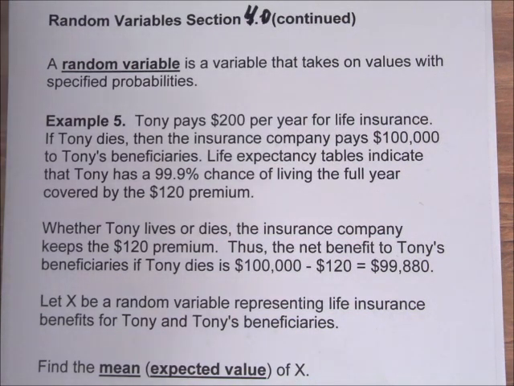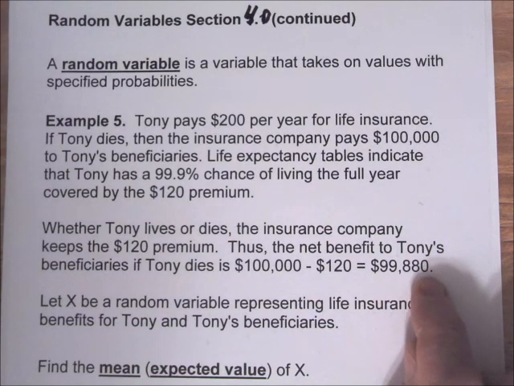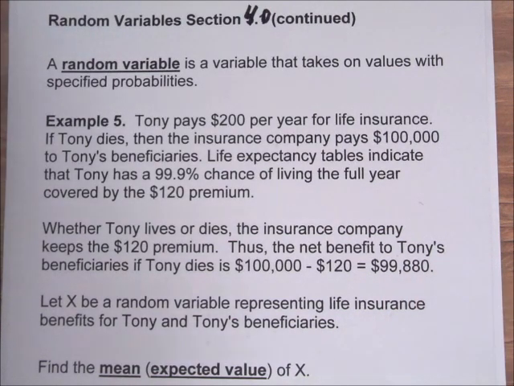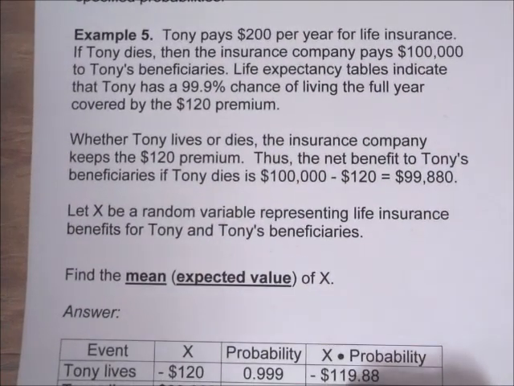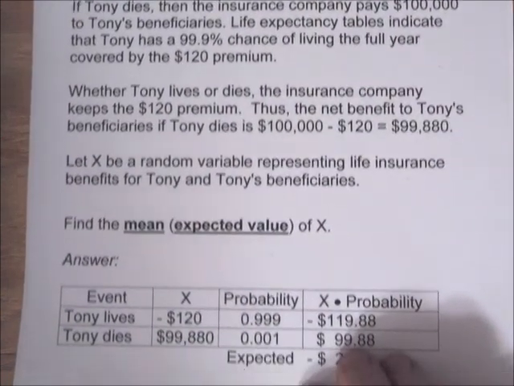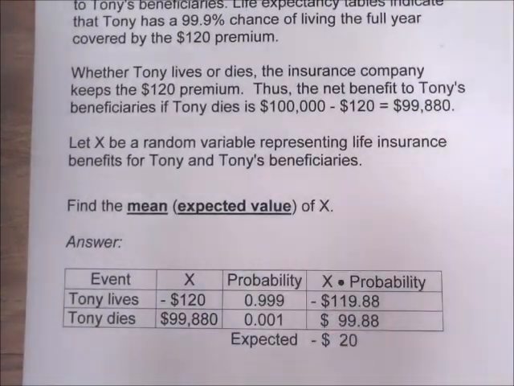Life expectancy tables indicate that Tony has a 99.9% chance of living the full year, covered by the $120 premium. Whether Tony lives or dies, the insurance company keeps the $120 premium. Thus, the net benefit to Tony's beneficiaries if Tony dies is $100,000 minus 120, which is $99,880. Let X be a random variable representing life insurance benefits for Tony and Tony's beneficiaries, and find the mean or expected value.